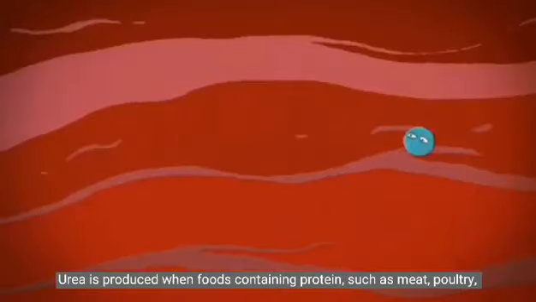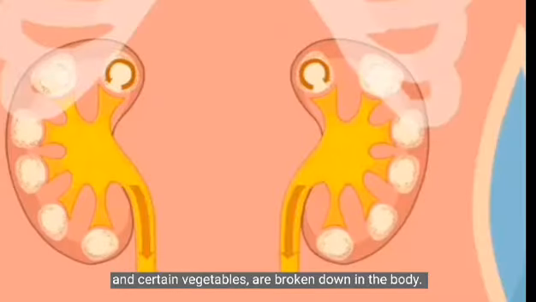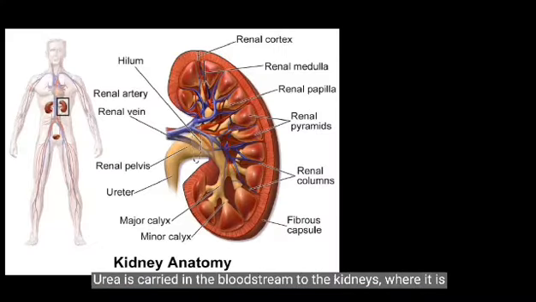Urea is produced when foods containing proteins, such as meat, poultry, and certain vegetables, are broken down in the body. Urea is carried in the bloodstream to the kidneys, where it is removed along with water and other wastes in the form of urine.